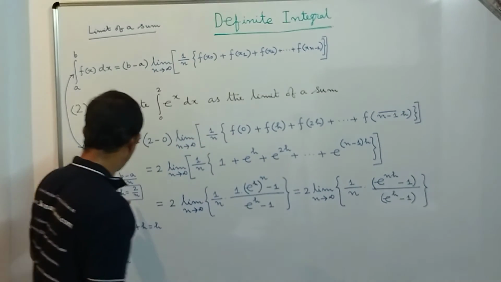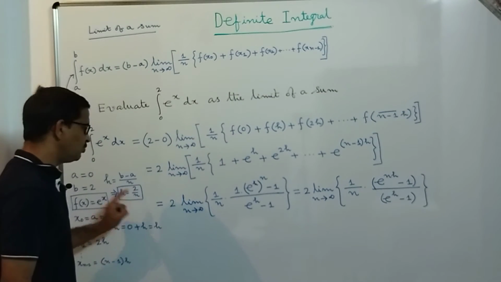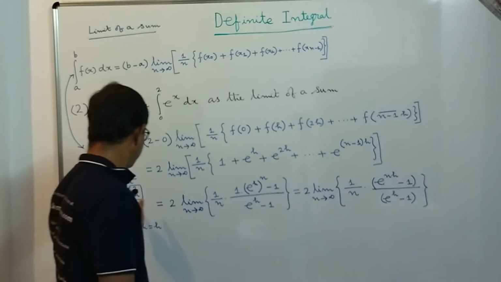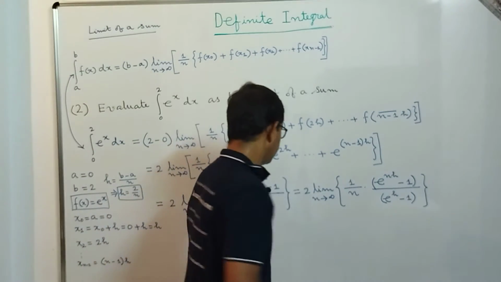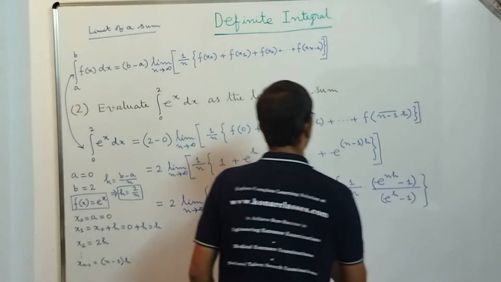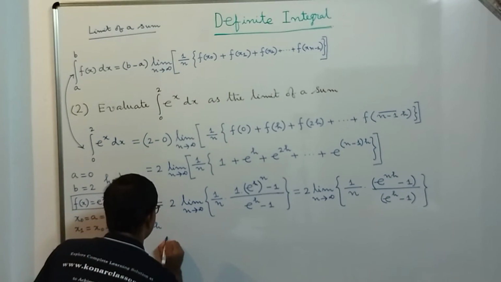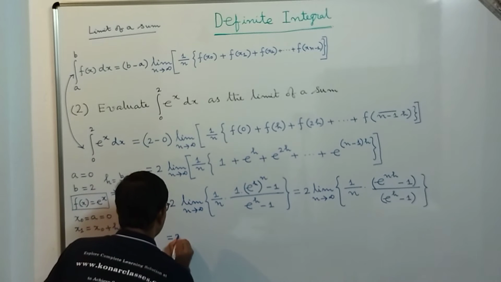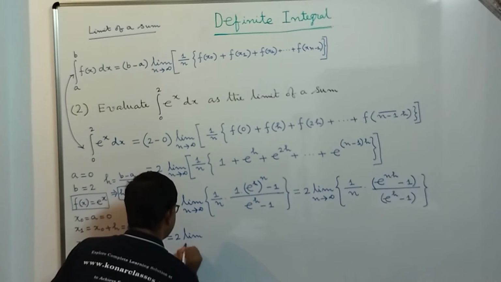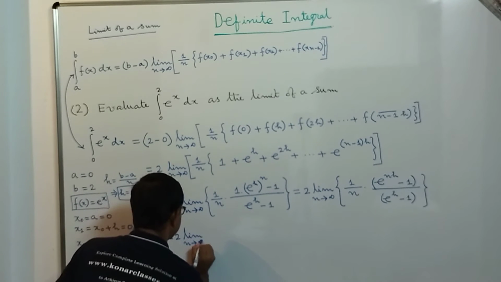Now let's see what is the value of h. h is equal to 2 by n. That means n into h should be equal to 2. So what we can write here, dear students? So from here, let's compute. This is equal to 2 into limit n tending to infinity.